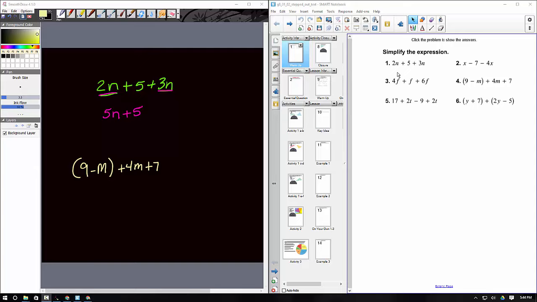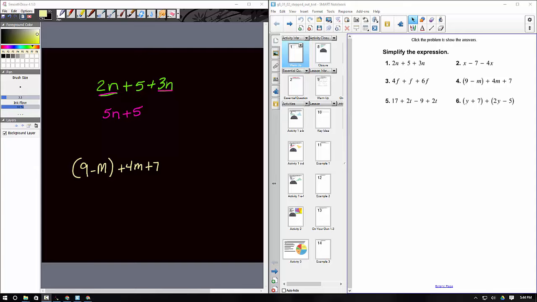So I'm going to look at the first one, and I have 2n plus 5 plus 3n, and I wrote that right over here. Now notice I underlined the 2n and the 3n because they're both part of the n family, we'll call it. So you can put the family together. So 2 plus 3 is a total of 5 n's, right? So I have 5n plus 5, and that has been simplified.